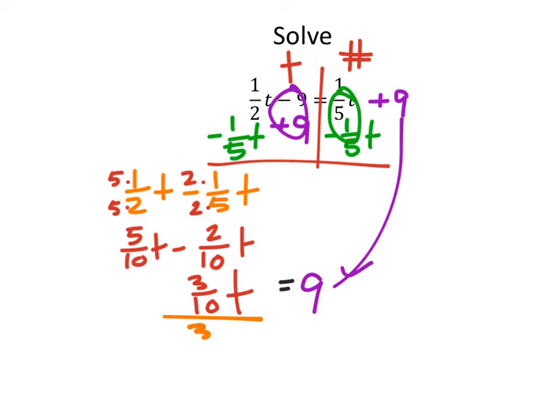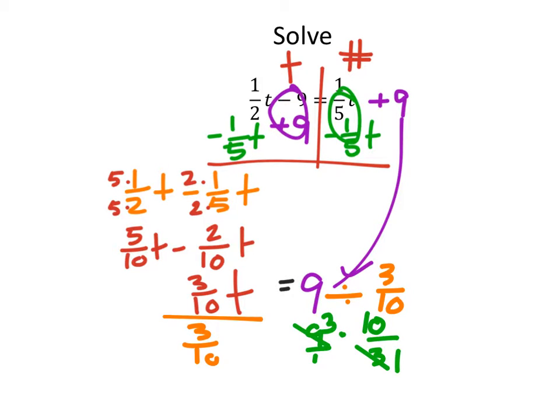So I'm going to divide both sides by 3/10. 9 divided by 3/10. Well, yeah, like I said, we don't divide that fraction. We're going to multiply it by reciprocating it. So that ends up being 9 over 1 times 10 over 3. So we'll cross simplify right there.